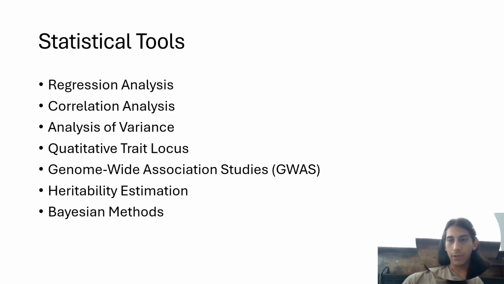Correlation analysis, Pearson's correlation coefficient. It measures the linear relationship between two continuous variables. Spearman's rank correlation coefficient. It measures the relationship between two ranked variables.